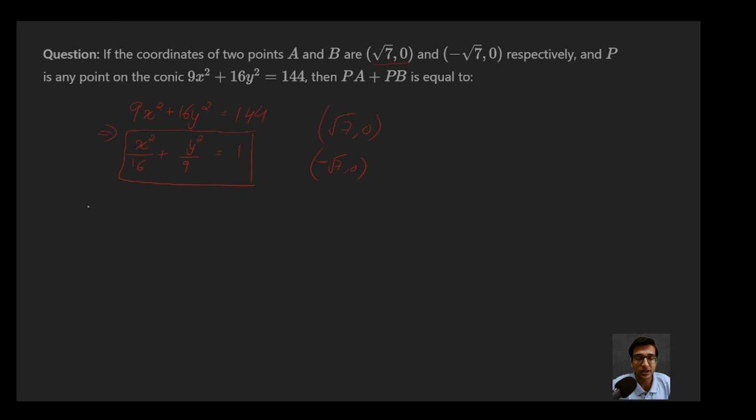So let us check. We know that the focus is written as (ae, 0) for any standard ellipse. So what is the value of a and e in this ellipse? So ae whole square, what is the formula? a square minus b square. So ae would be equal to root under a square, which is 16, minus b square, which is 9. So this would give us root 7. That means this is our focus.